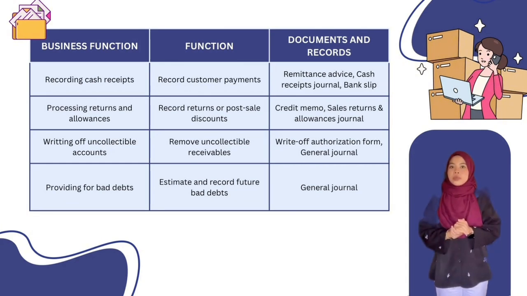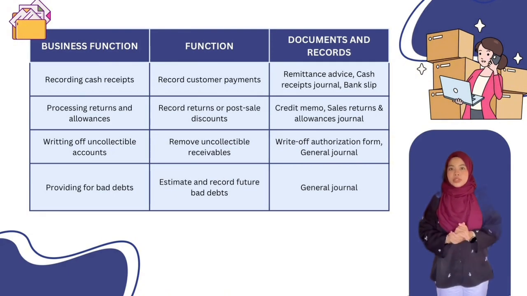Fifth, we have processing and recording cash receipts. When the customer makes a payment, it must be recorded properly. Documents included are remittance advice, cash receipt journal, and bank slip. The sixth one is processing sales return and allowance. This happens when customers return goods or are given post-sales discounts. The main document is the credit memo, which is recorded in the sales return and allowance journal.